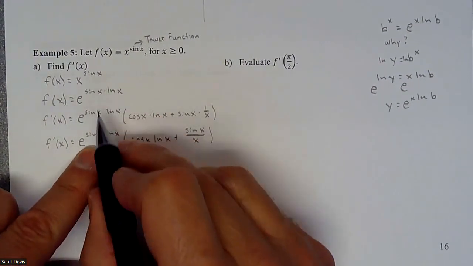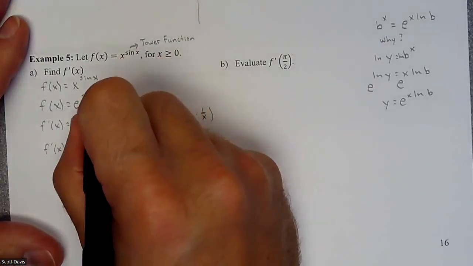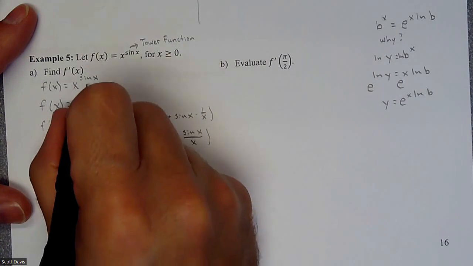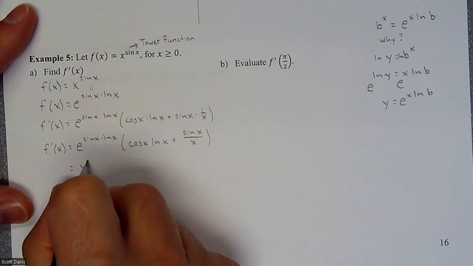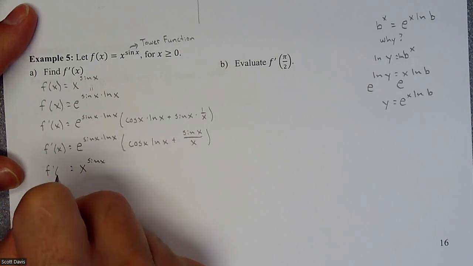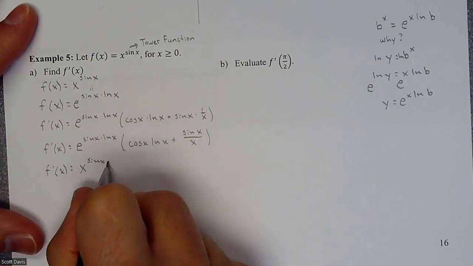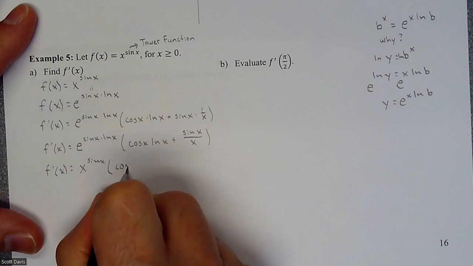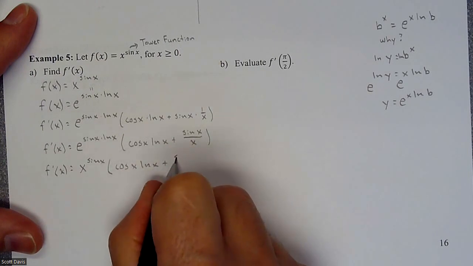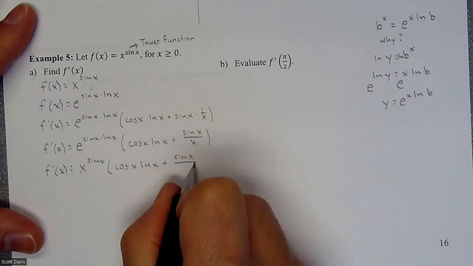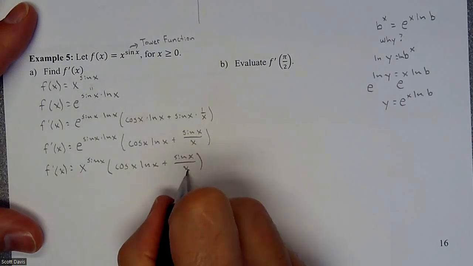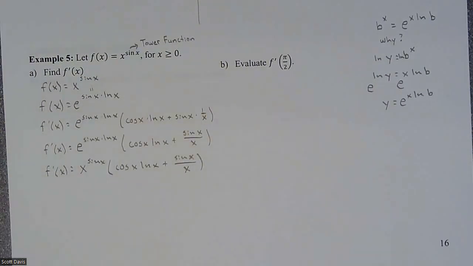So I'm going to go back and sub this back in. Since these two are equal to each other, I can rewrite this exponential back into its original terms. So our slope equation looks like this: x to the sine x times cosine x natural log of x plus sine of x over x. All right. So that's your slope equation.